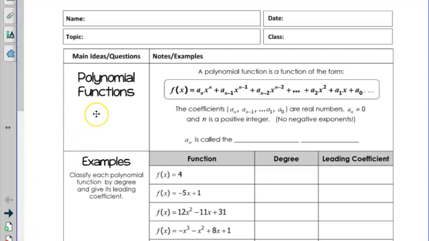Alright, so polynomial functions. That's what most of this unit is really about. That was really just a review of things we've done in the past. First, the form that it's going to be in is f of x. Remember, that's function notation.